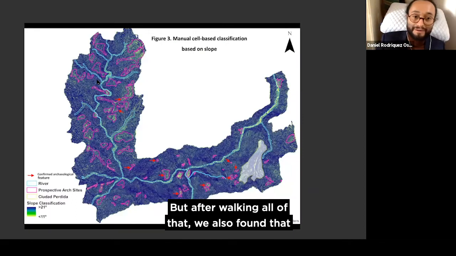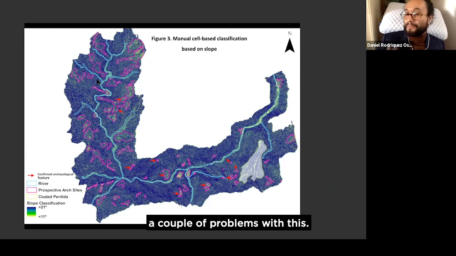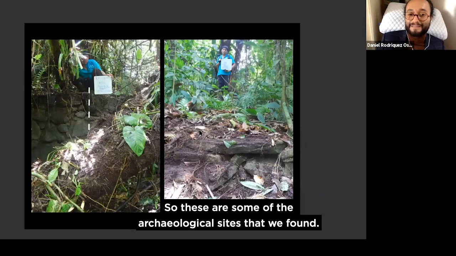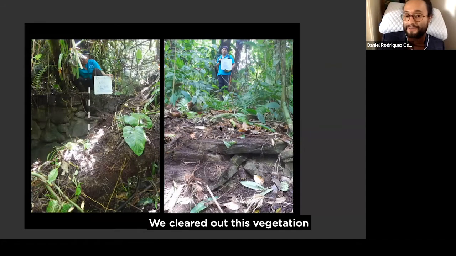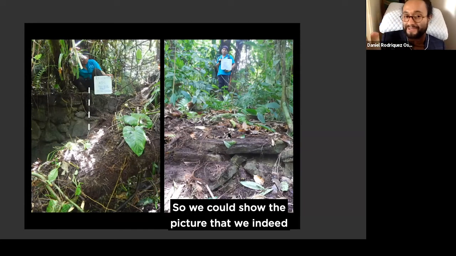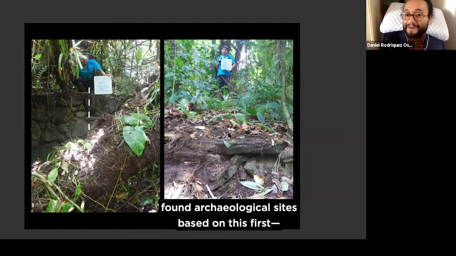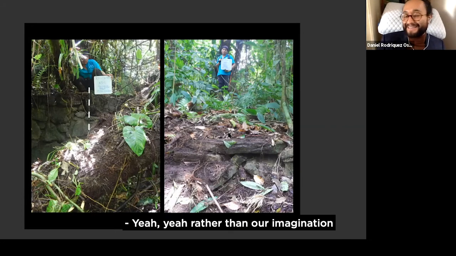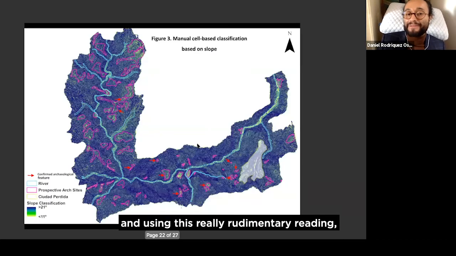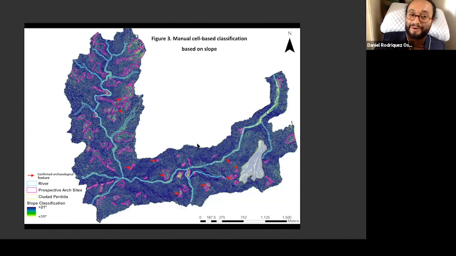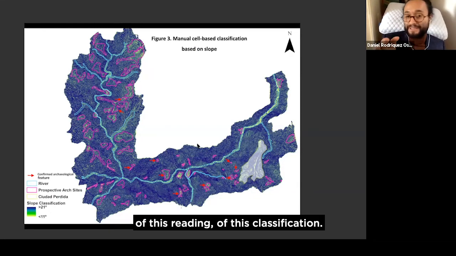But after walking all of that, we also found a couple of problems with this. But first, I want to show you the results. So these are some of the archaeological sites that we found. And we cleared out just tiny, small portions of the vegetation, so we could show in the picture that we indeed found archaeological sites based on this first classification. It wasn't just our imagination. Rather than our imagination, and using this really rudimentary reading, because this is really rudimentary, this is the problem of this classification.